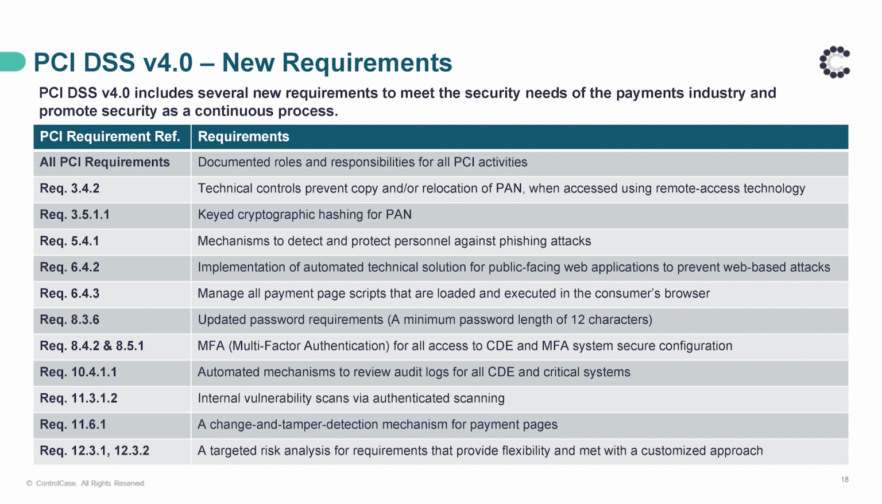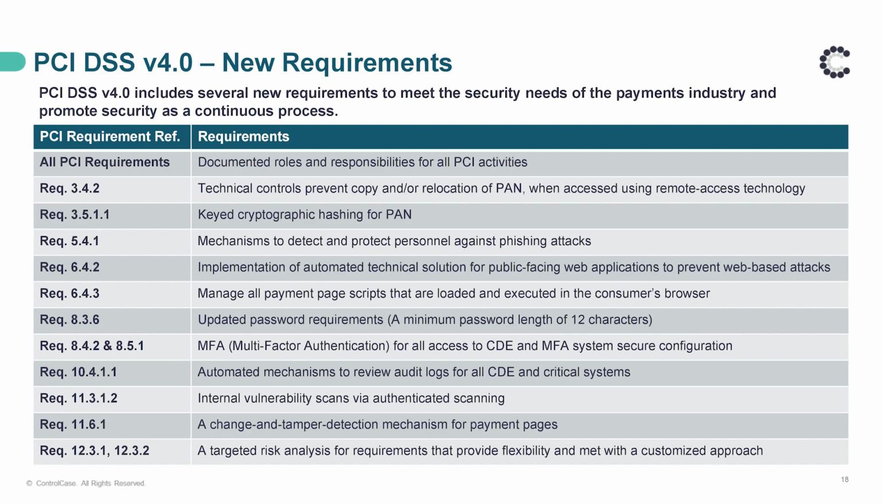Then requirement 10.4.1.1, automated mechanisms to review audit logs for the CDE and critical systems. Earlier with 3.2.1, automated and manual were the two options. With 4.0, you only have the option of automated log review mechanisms. Next, requirement 11.3.1.2, internal vulnerability scans via authenticated scanning. As you know, internal scanning is not a new requirement. However, earlier the scan was not required to be an authenticated scan. Now with version 4.0, it has to be an authenticated scan.